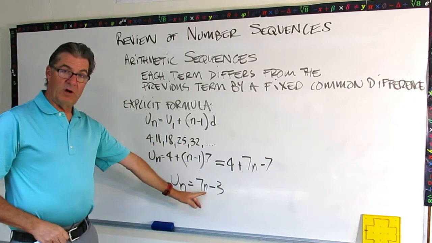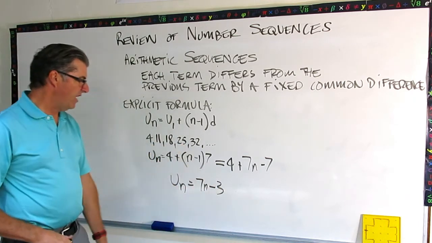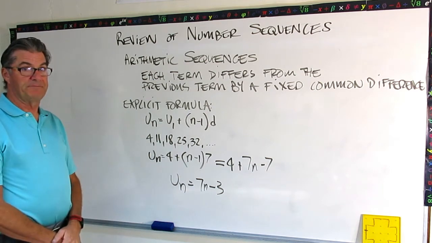So 7 times 4 is 28, minus 3 is 25. So presto, we are there.